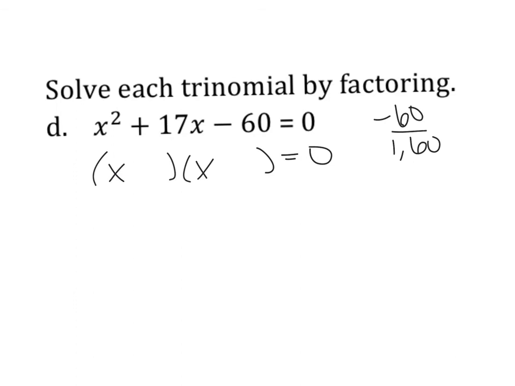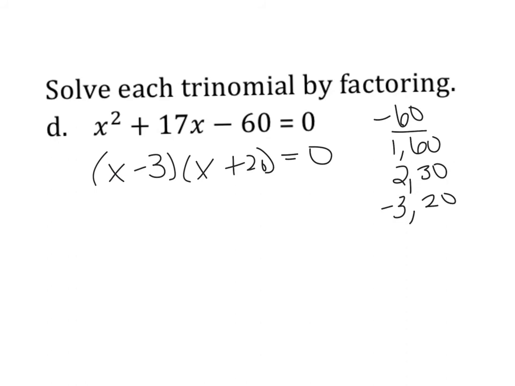So 1 and 60's difference is 59. 2 and 30's difference is 28. 3 and 20 has a difference of 17. And 3 would have to be negative to give us a positive 17. So negative 3 and positive 20.